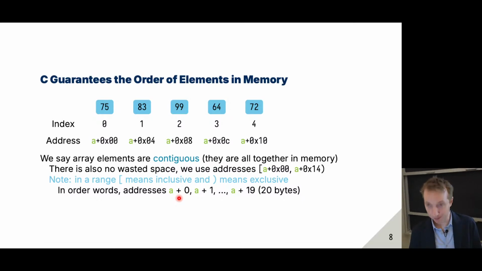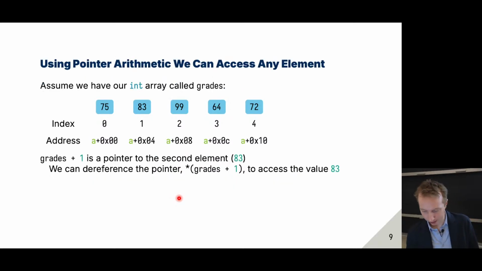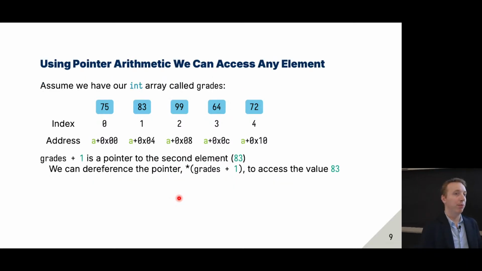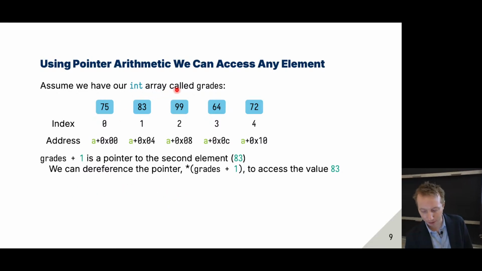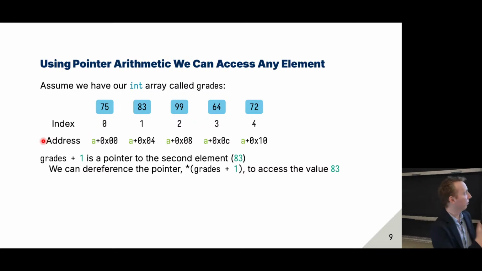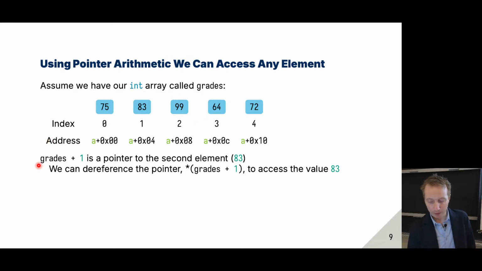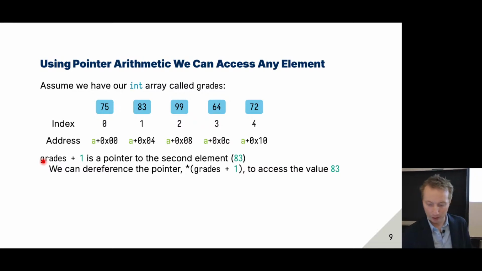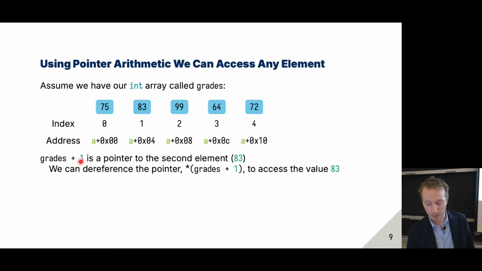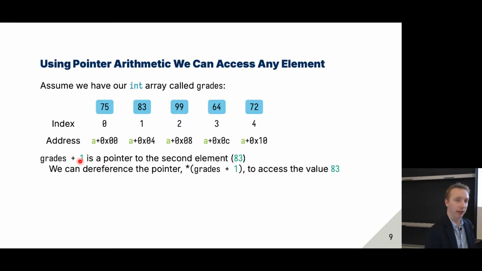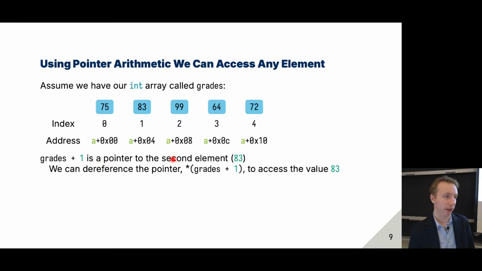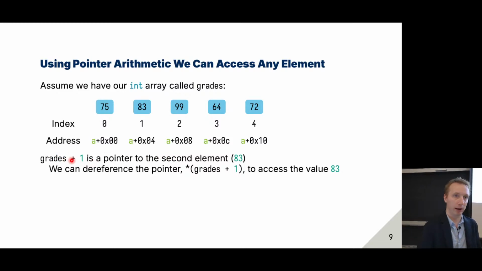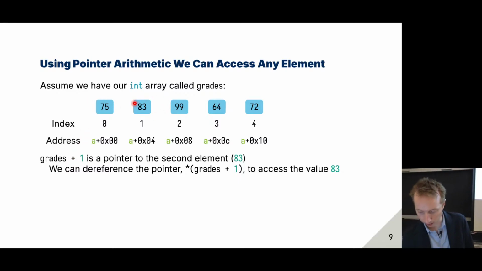All right, with this weirdness, we can actually just use pointer arithmetic to access any element we want. Assume that we have our int array called grades, and again, that's how they're laid out in memory. Our int array called grades is essentially a pointer to an integer. If we do grades plus 1, that will give us the address of the second element here. We start at grades, and then we go over one element, and since they're integers, we would get exactly this.